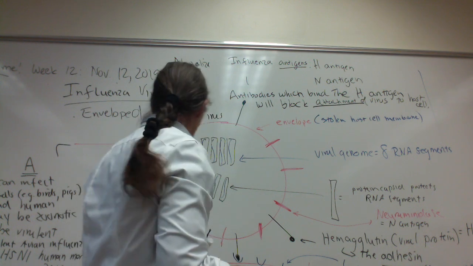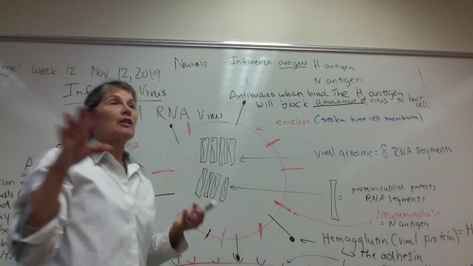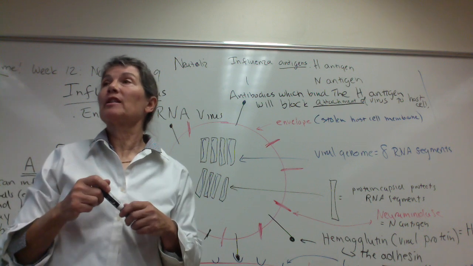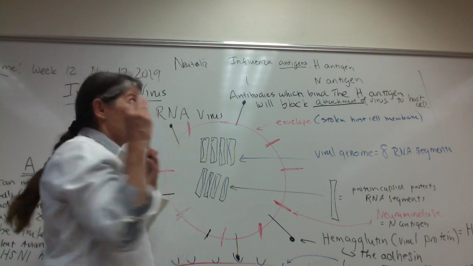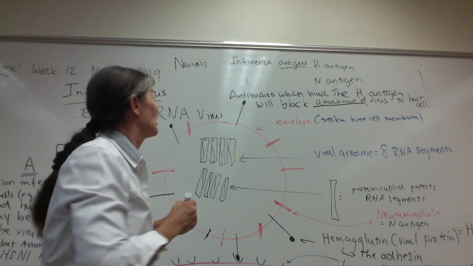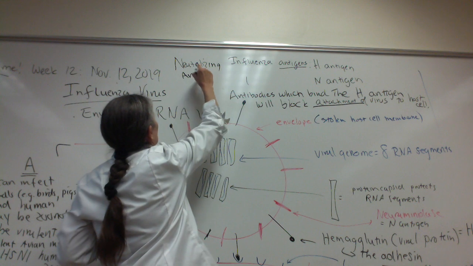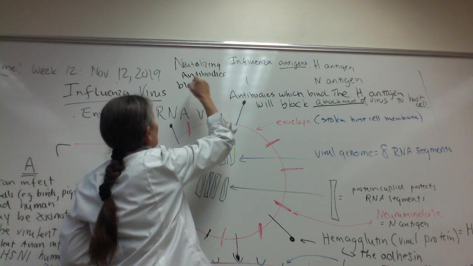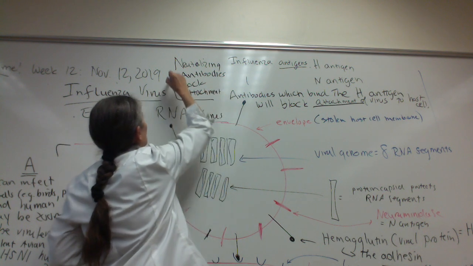So if you were trying to develop a vaccine, would your goal be that the vaccine, when injected into your patients, triggers production of really high levels of neutralizing antibodies? Yes, absolutely. That is a goal of vaccines: to trigger production of protective neutralizing antibodies. Good job. Neutralizing antibodies block what? Good, excellent. And we're going to see that strategy over and over and over again when we start talking about vaccines.